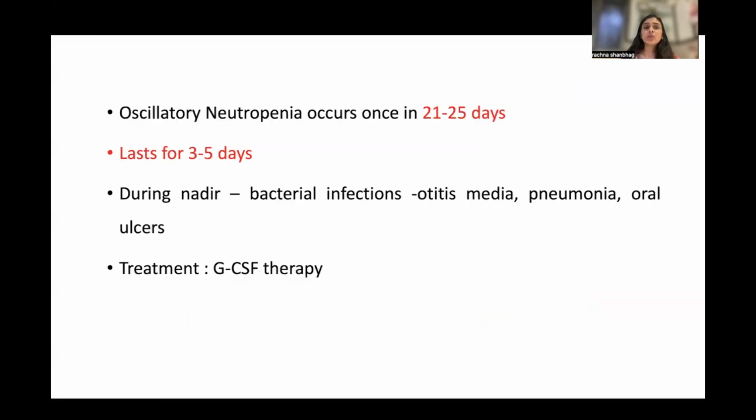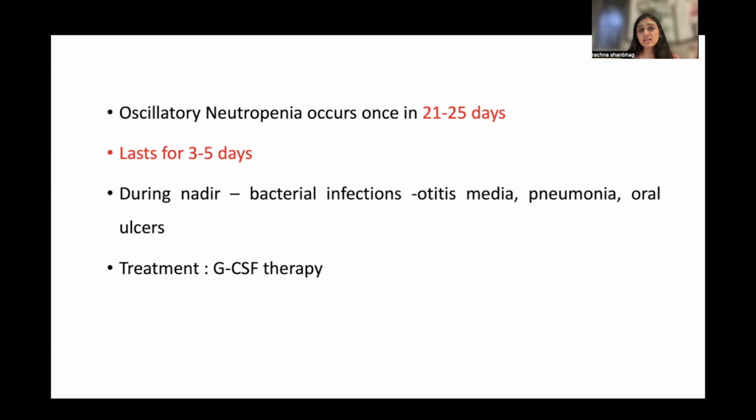So these children tend to have oscillatory neutropenia, which occurs every 21 to 25 days and lasts for a period of 3 to 5 days. And during these 3 to 5 days where the neutrophil counts are low, they are prone to developing several bacterial infections in the form of otitis media, pneumonia, and even oral ulcers.